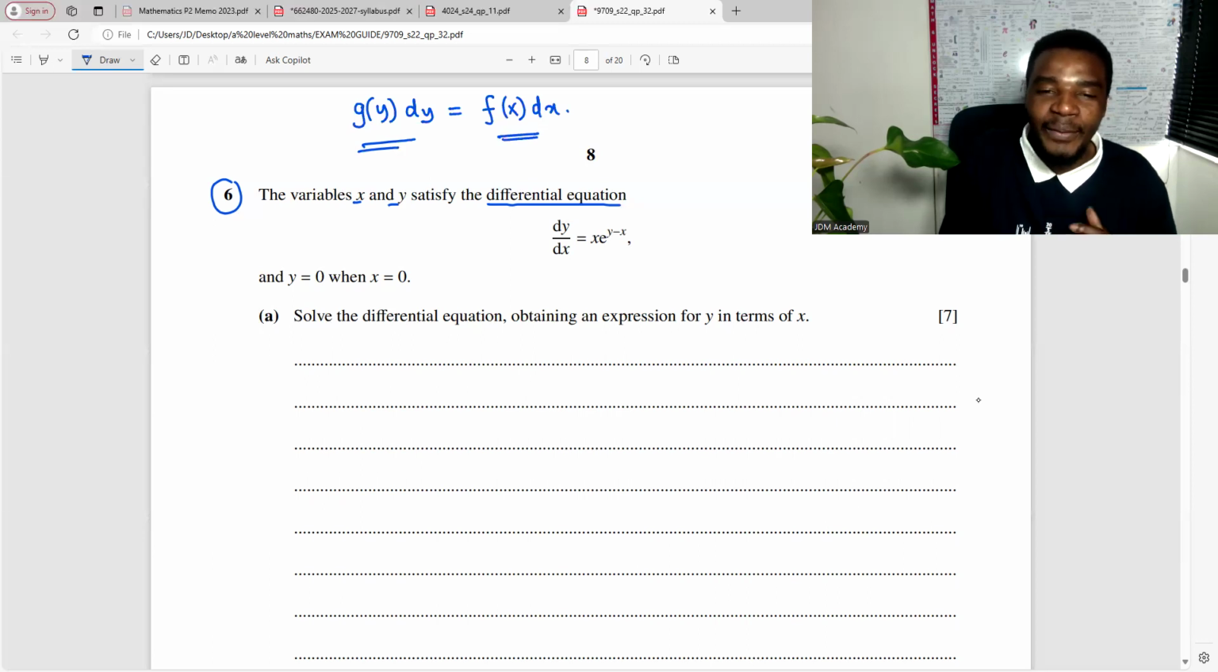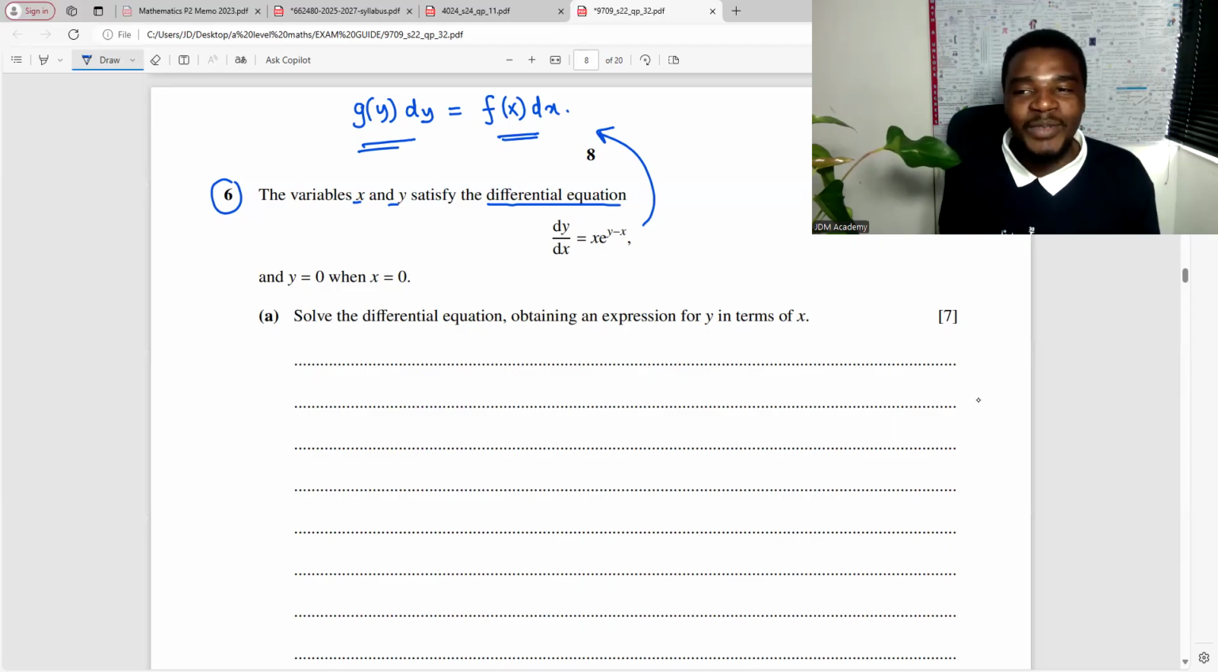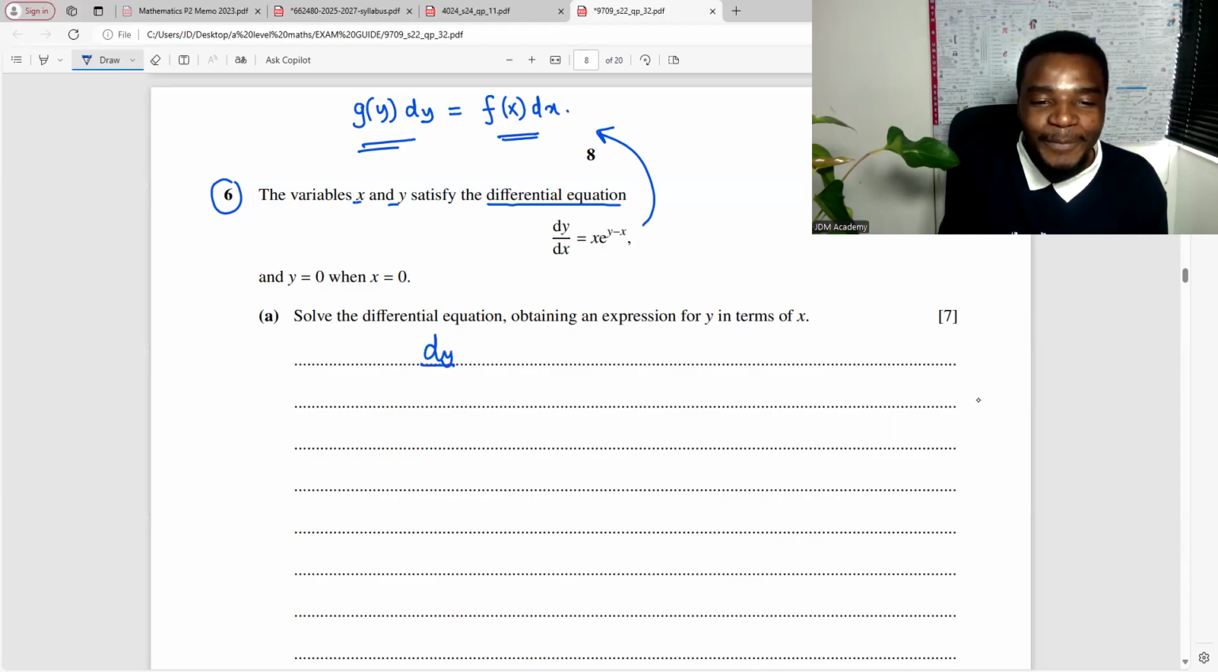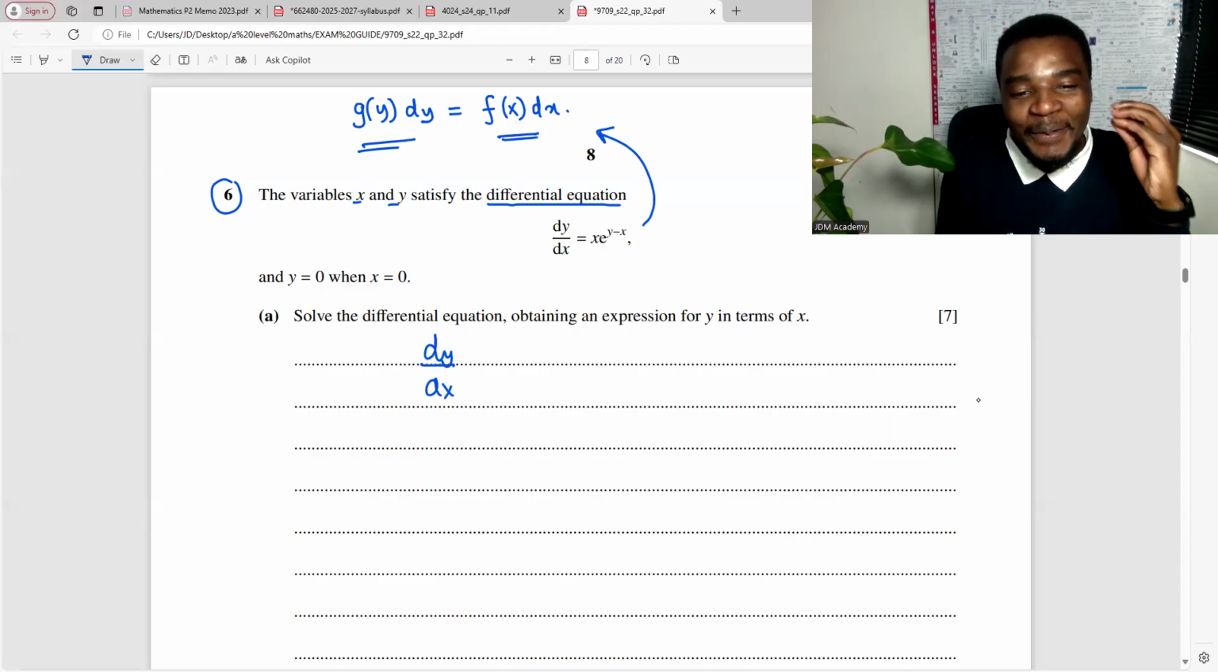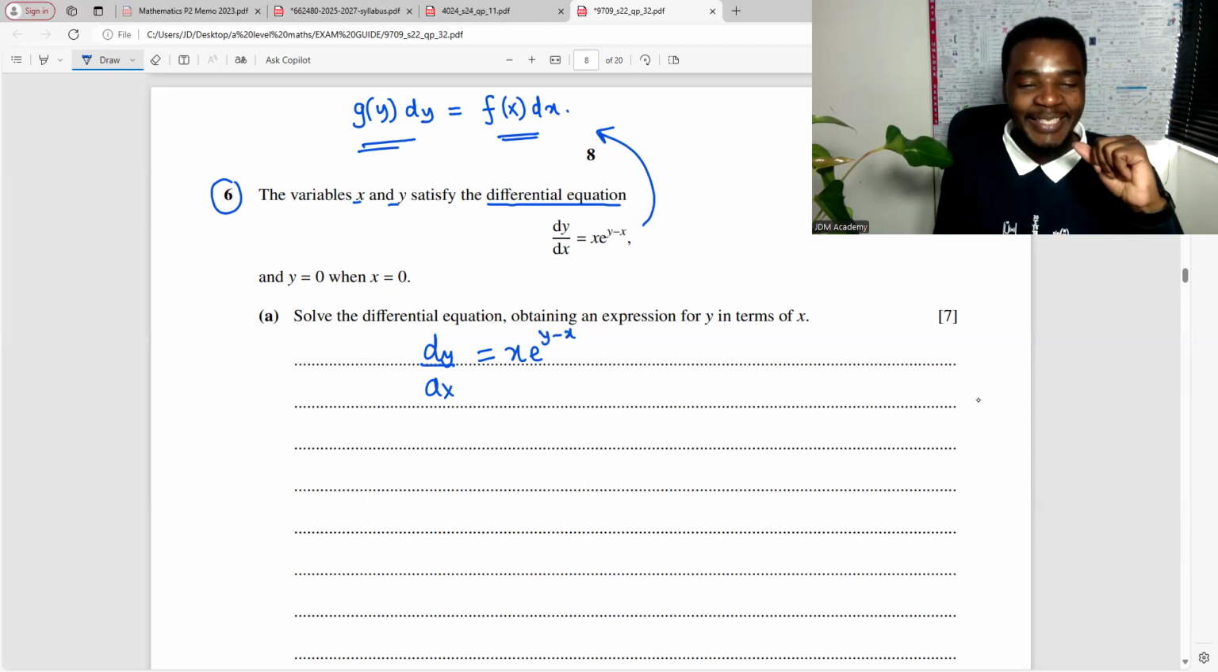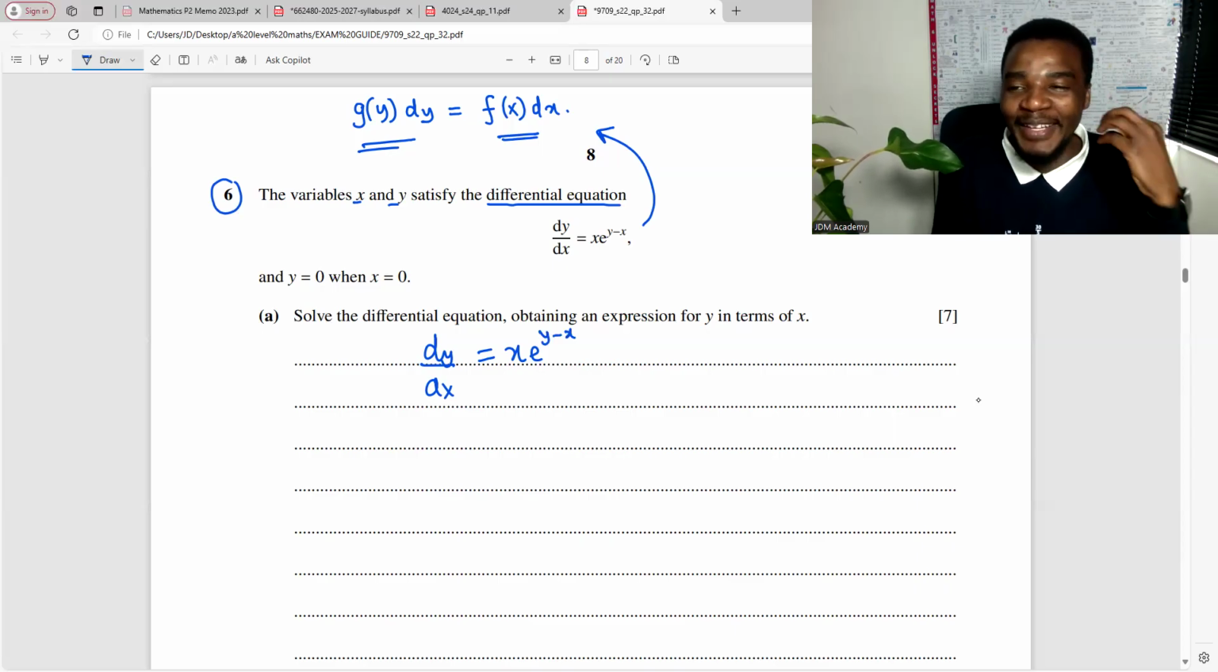So if we have this differential equation, dy/dx is equivalent to x times e to the power of y minus x, we need to make sure that we rewrite this equation until we have a differential equation of this form, whereby we've got the function in terms of y with a dy and the function in terms of x with a dx. Okay, so we have dy/dx is equivalent to x times e to the power of y minus x. This is a very interesting problem. So what are we going to do next?